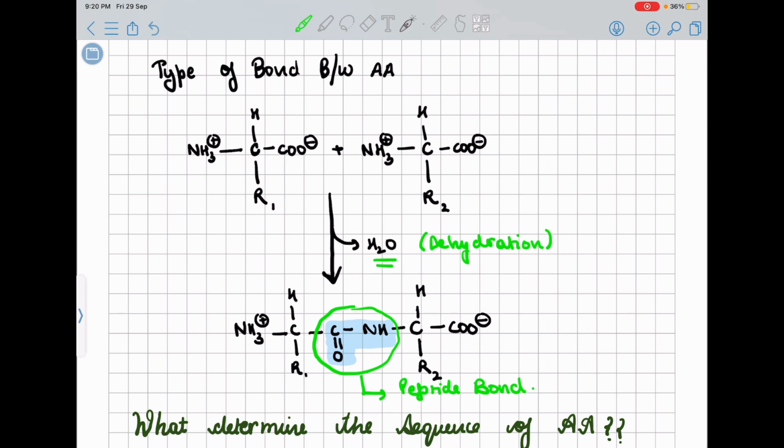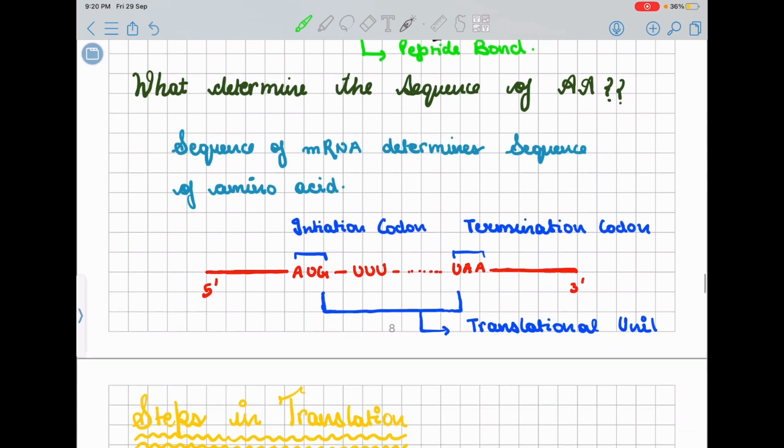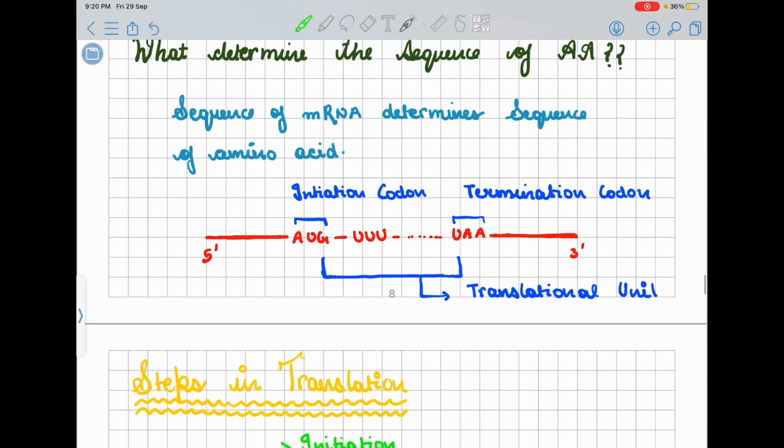Now you may be curious why phenylalanine should come first or methionine should come first. How should we decide this? So what determines the sequence of amino acid? It is actually the sequence of mRNA which determines the sequence of amino acid. So this is an mRNA. One thing to note here is that translation occurs from 5' to 3' end.